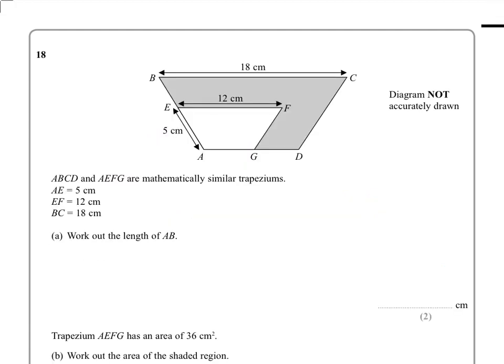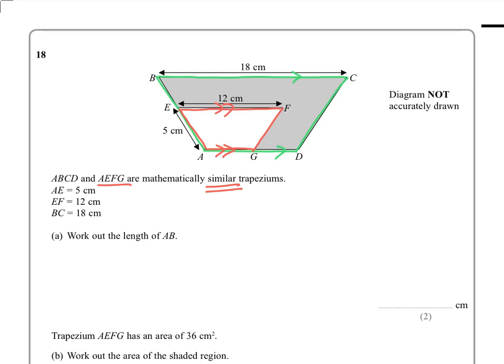Well, in this question it says that ABCD here, ABCD, which is a trapezium, and AEFG, which is a trapezium also, are mathematically similar. So I've explained that in my previous video, which was the June 2014, about similarity.